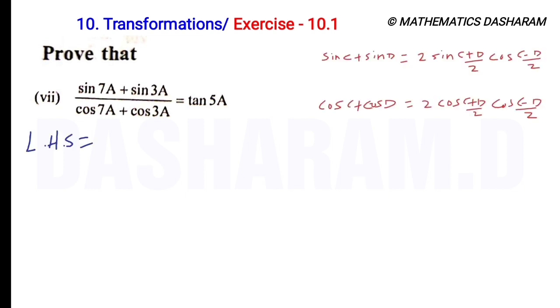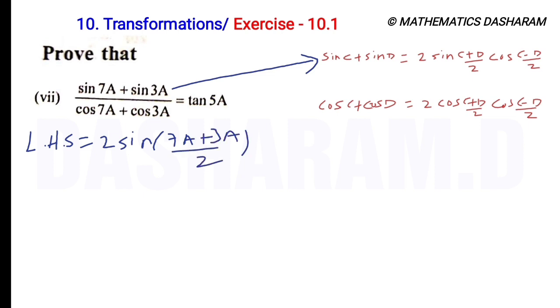Seventh problem: sin 7A plus sin 3A divided by cos 7A plus cos 3A equals tan 5A. So for the numerator, apply the sin C plus sin D formula, which is 2 sin (C plus D)/2, so (7A plus 3A)/2, into cos (C minus D)/2.